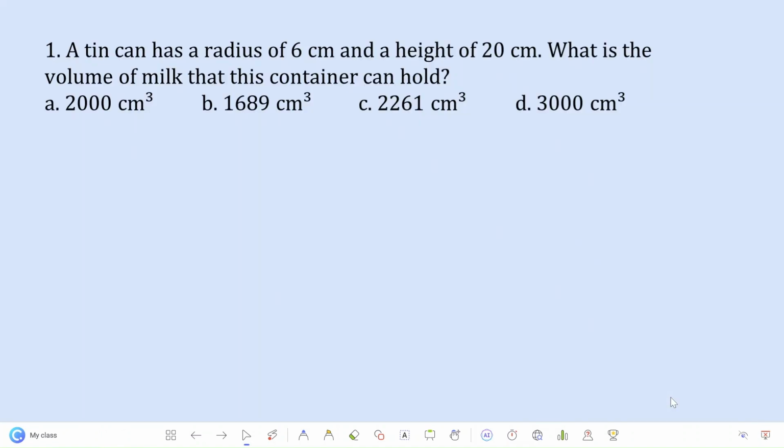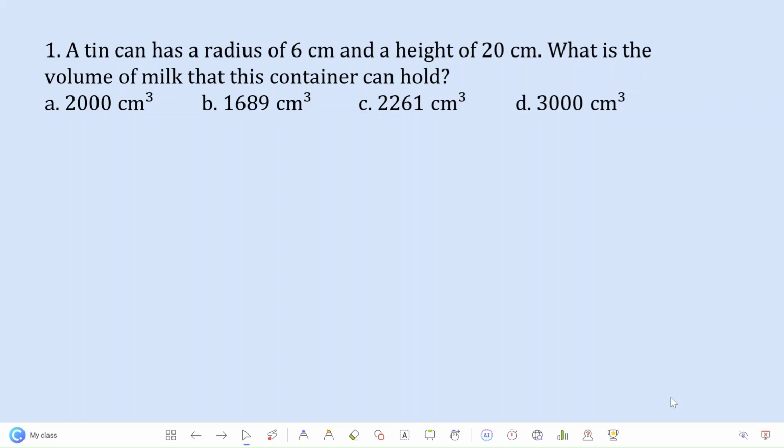We have here item number 1. A tin can has a radius of 6 centimeters and a height of 20 centimeters. What is the volume of milk that this container can hold? Is it A, 2,000 cubic centimeters, B, 1,689 cubic centimeters, C, 2,261 cubic centimeters, or letter D, 3,000 cubic centimeters.